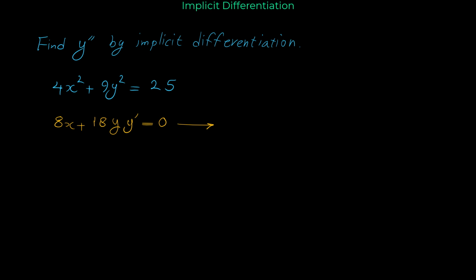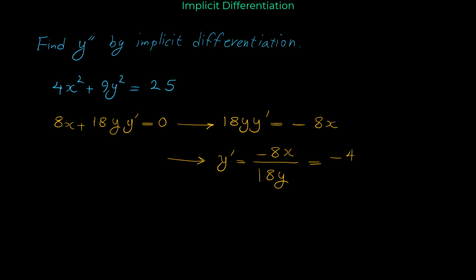So from this, we solve this equation for y prime. If we move 8x to the other side, in other words, if we subtract 8x from both sides, we have 18y y prime equals negative 8x. If we divide both sides by 18y, then we have y prime equals negative 8x over 18y. If we simplify numerator and denominator by a 2, we can write y prime as negative 4x over 9y.